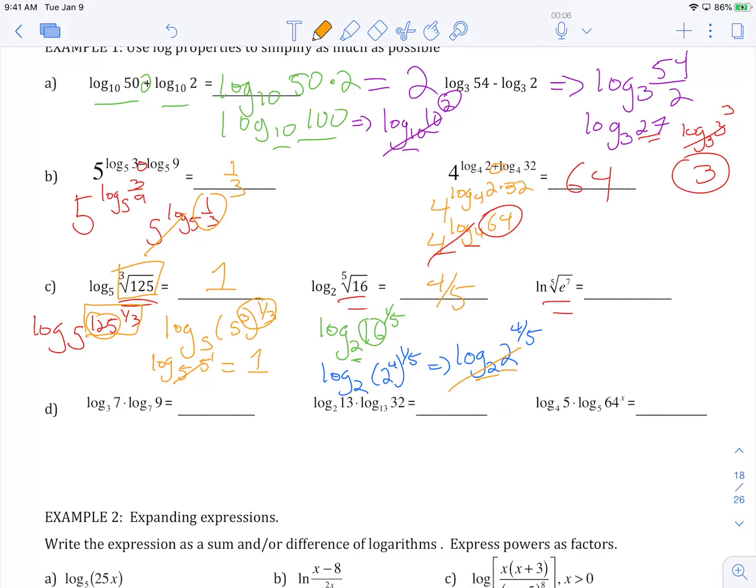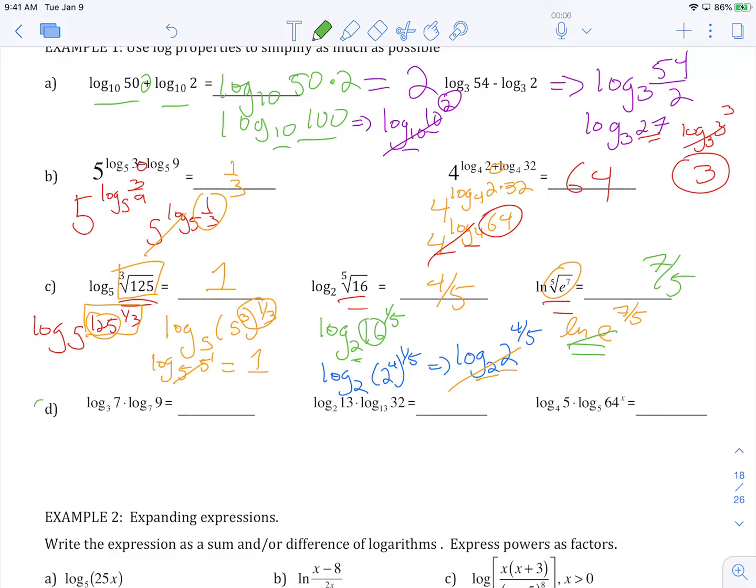Okay, so again, challenge yourself and try some of these on your own. Okay, so just hit the pause button. Now look at this one. Okay, this is the natural log of e to the 7/5 power. And the natural log of e, these will cancel because they're opposites of each other, and we're left with just 7/5.